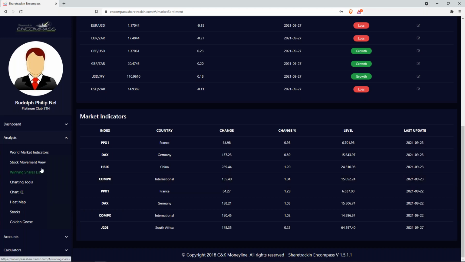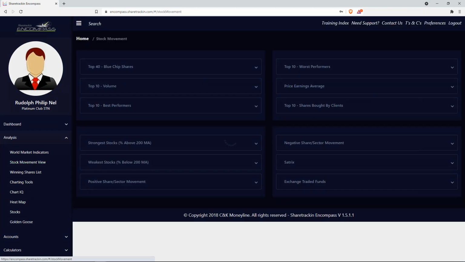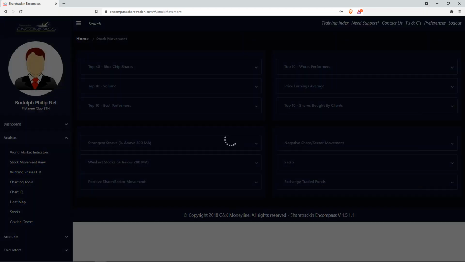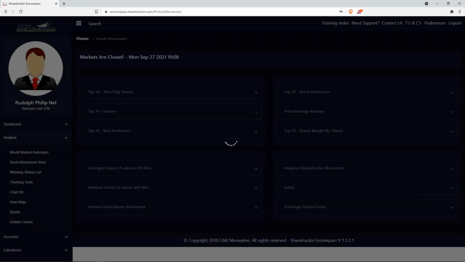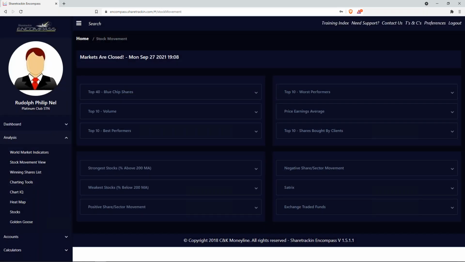Then next you've got the stock movement view. The stock movement view will show you the movement for today. First of all, right at the top, once it's loaded, you will get a market sentiment. The market sentiment will tell you if the markets have been more bullish or bearish for today. Currently it tells us the markets are closed, and then the date with the current time.